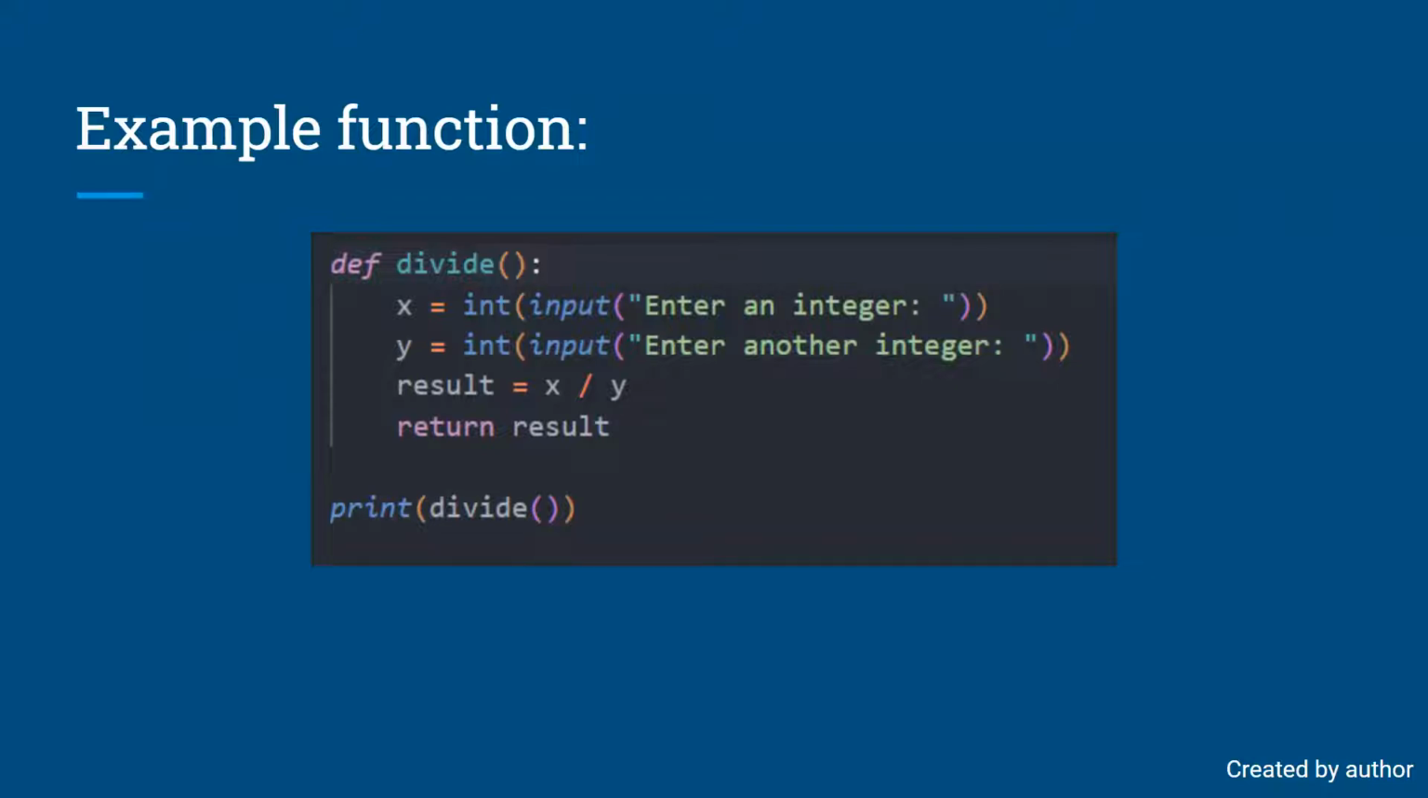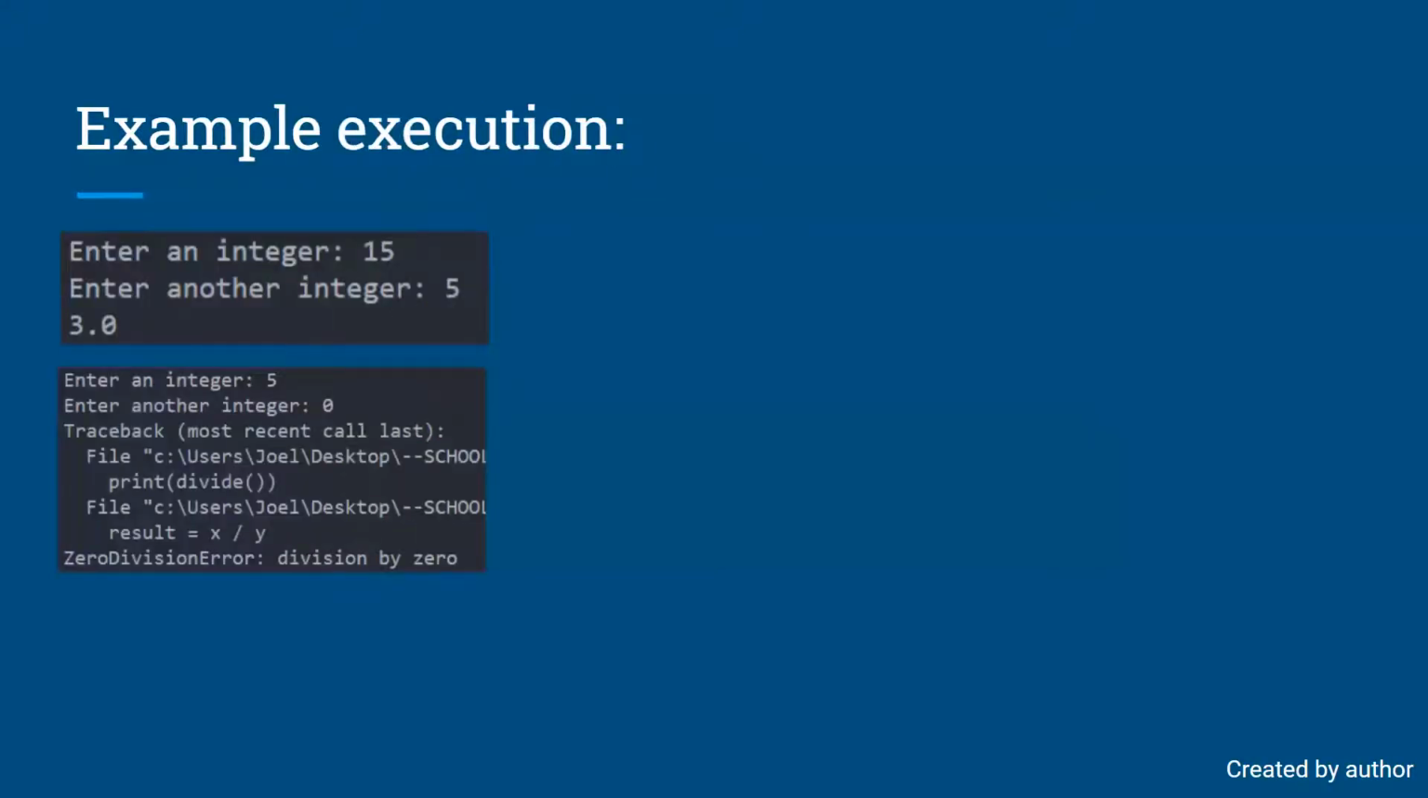Let's say we have a method like this that takes two numbers as input from the user, divides them, and prints the result to the console. Let's suppose the user inputs the numbers 15 and 5. As we can see, the program correctly displays the number 3, which is 15 divided by 5, as expected. However, as the more advanced programmers among you may already know, there's a potential for a catastrophic runtime error here. Let's suppose the user inputs the numbers 5 and 0. As we can see, the program crashes and tells us what the issue was.